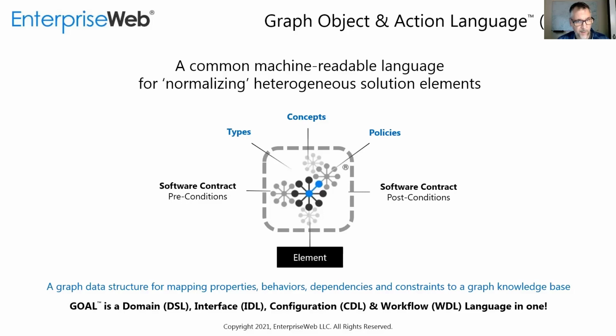So at the heart of Enterprise Web is our patented language. It's called the Graph Object and Action Language, or GOAL. And it is a common machine-readable language for normalizing heterogeneous solution elements. And this is really the fundamental problem of the 21st century, at least as it relates to software. But actually, since software is eating the world and everybody wants to be a digital business, it really applies to almost everyone: how do they connect their disparate and distributed systems that are also evolving very rapidly? How do they manage?